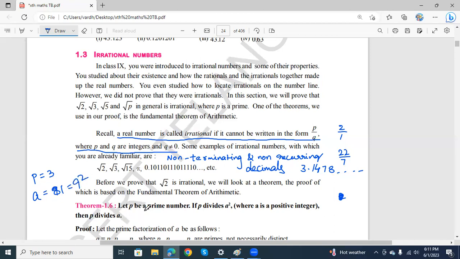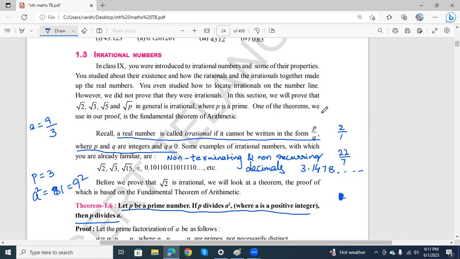If P is a prime number, I took any prime number, and P divides a square, the a value is 9 I have taken, so a square value is 81. Then P divides a also. What is a value here? A is 9, right? So this P divides a also completely. Got it? So this statement is important. Proof is not much important. Statement is very important. Okay.